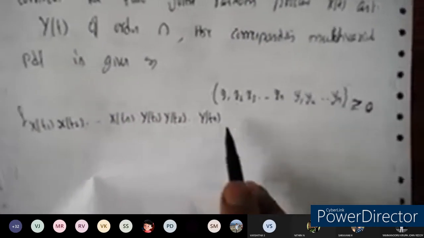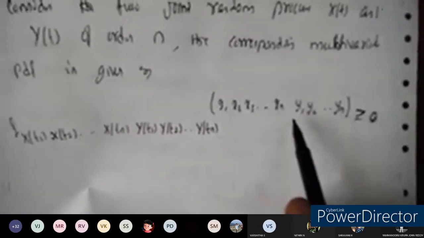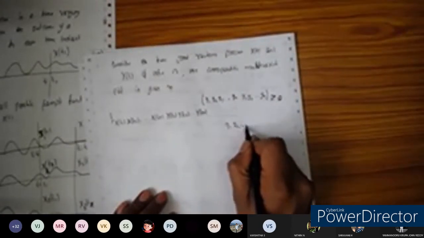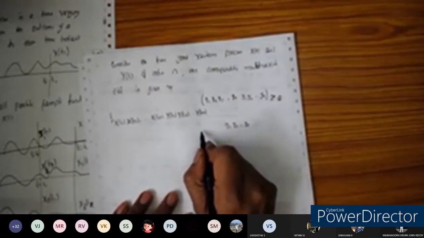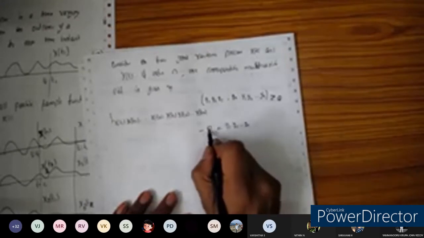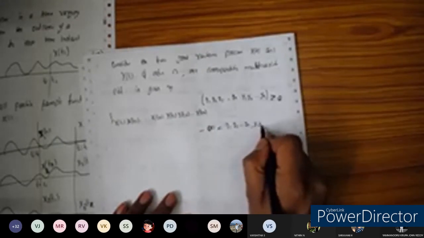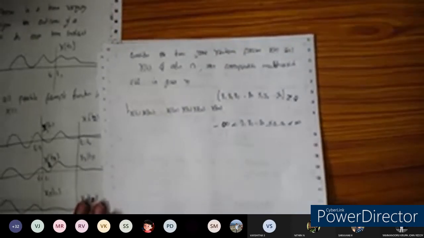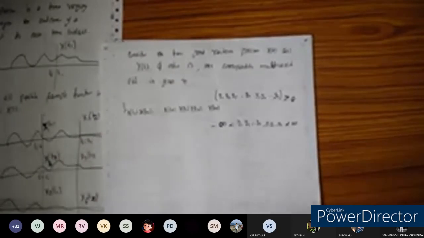Okay, so it is f of x of t1, x of t2, up to x of tn, y of t1, t2 up to tn, and of x1, x2, xn, and y1, y2, yn we have taken here. So here you can take the random process x1, x2, and so on up to xn, where minus infinity is less than x1, x2, xn, and y1, y2 up to yn is less than plus infinity. So this is for the random process.